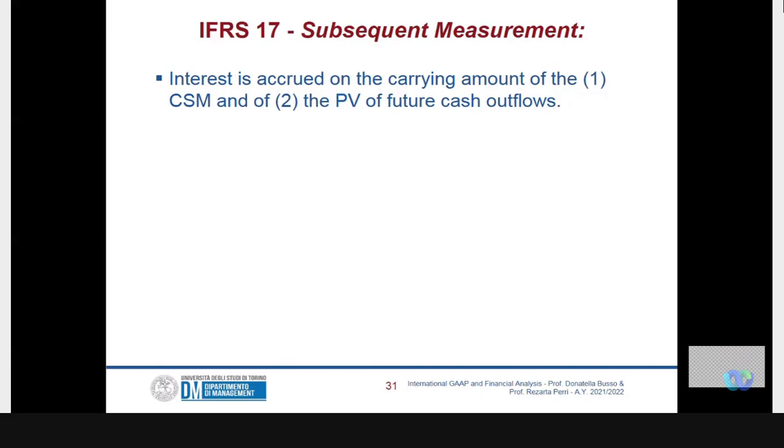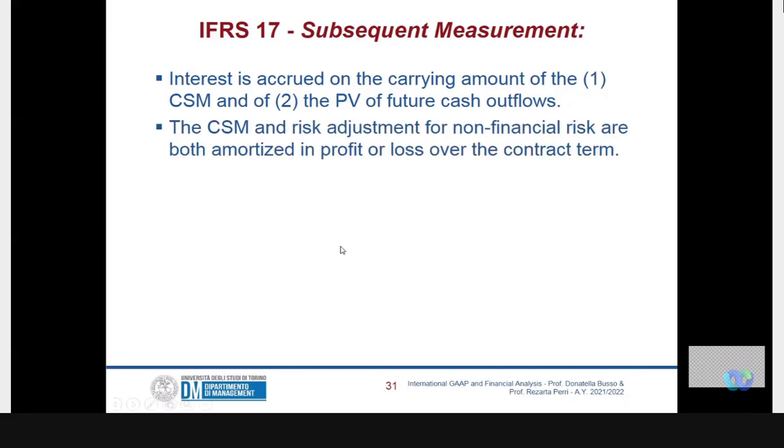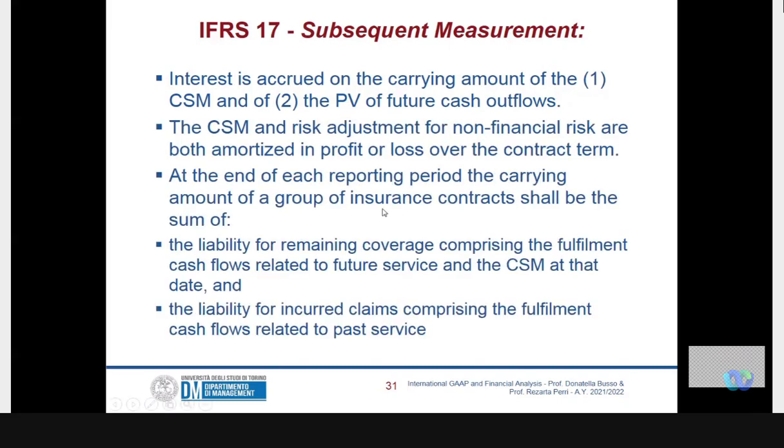The more complicated stuff is how to measure the revenue and expenses from the contract. That involves a lot of things. That involves interest to be accrued. That involves amortization of the contractual service margin. I'm going through the slides very quickly, following the steps over here.